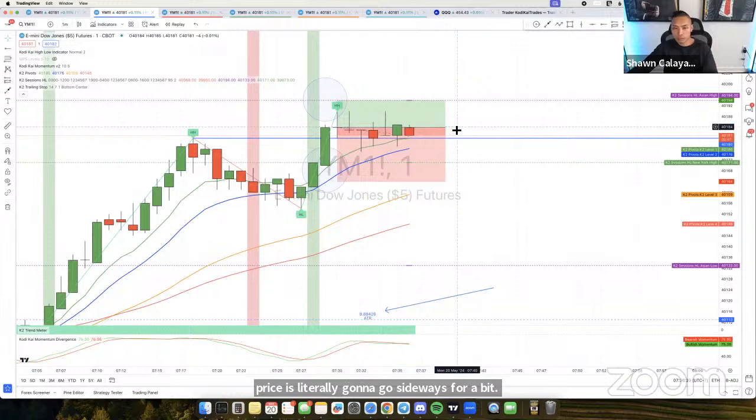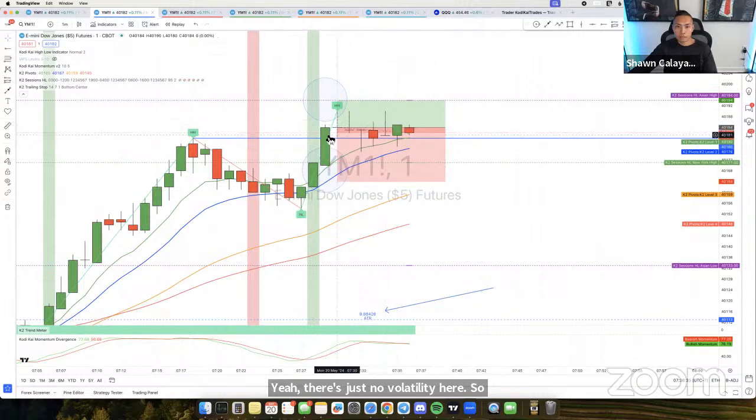Which again is fine with me. If we don't have any entries today, I'm not going to force any entries. I'm going to wait for what I'm looking for. Maybe volatility picks up towards the end. But yeah, there's just no volatility here.